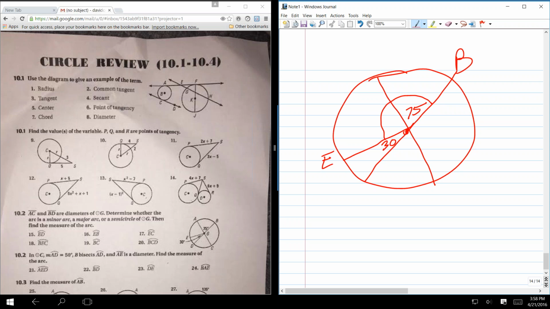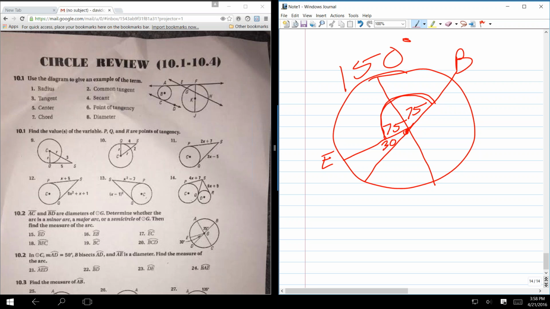So it has to be 70. Yeah, because if you look at the diameter, that's half of the circle. No, you're absolutely right. That's 75. So what's the measurement from E to B? Oh, I see. So then it has to be 150. Right. In other words, it's the measurement of the entire central angle from E to B.